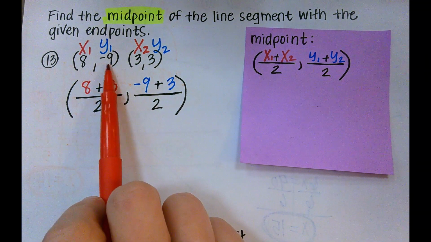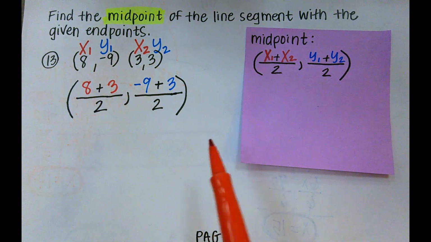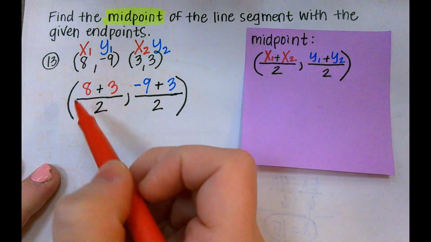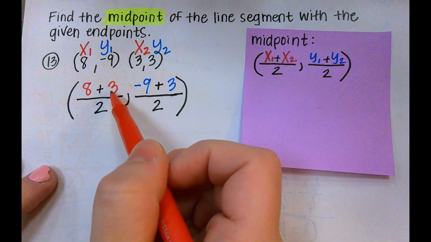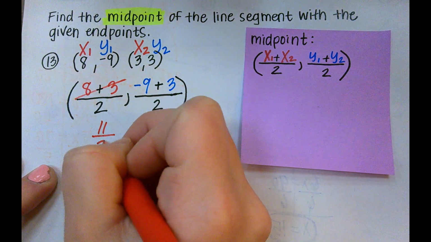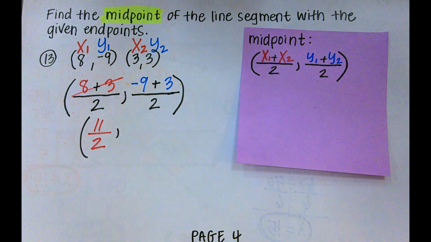That's -9 plus 3. Okay, so it's all plugged in. Now what? You add together. It would be 11 divided by 2, and -6 divided by 2. Good. And then -9 plus 3. Yes, -6 divided by 2.